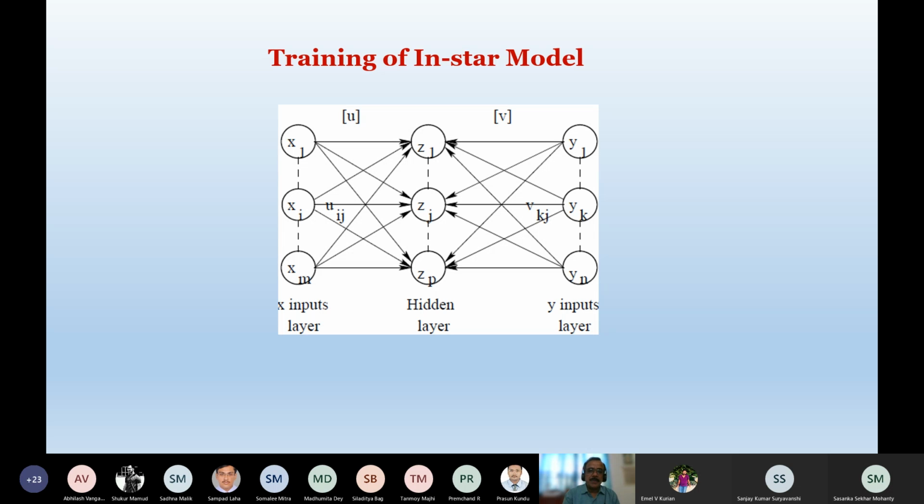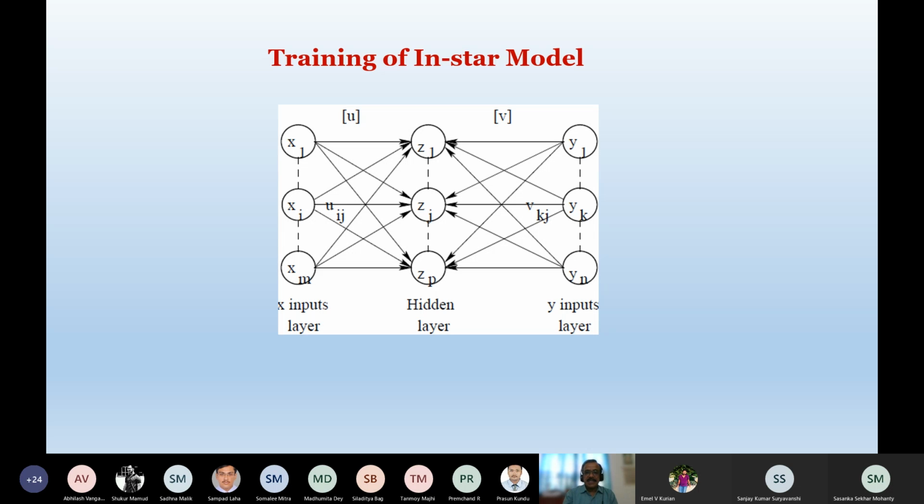In between, the inputs are coming, both the x input and the y input, to the hidden layer. You can see the direction of arrows here. This hidden layer consists of how many neurons? Small p number of neurons, that is Z1, Z2, Zj up to Zp. The connecting weights between the X input layer and the hidden layer are represented by the U matrix, and the connecting weights between the Y input layer and the hidden layer are represented by the V matrix.